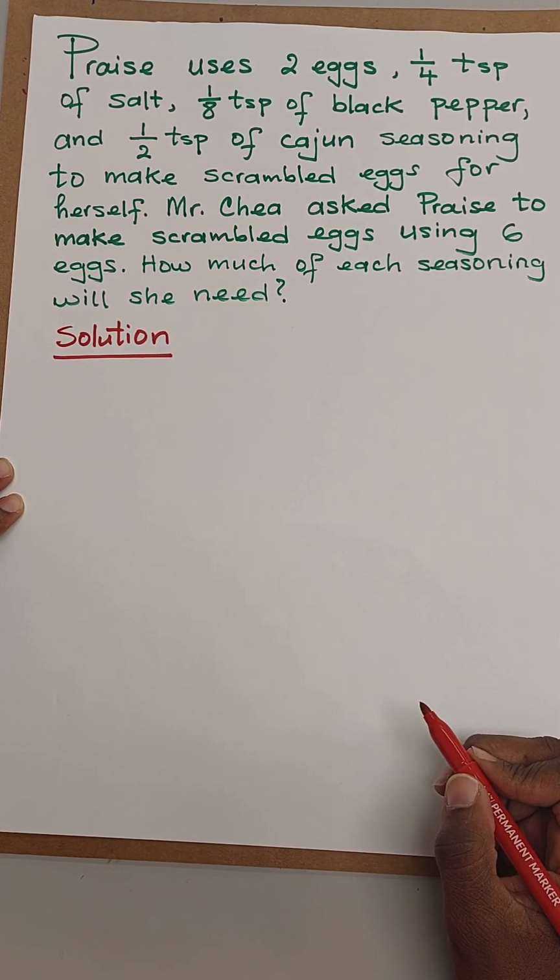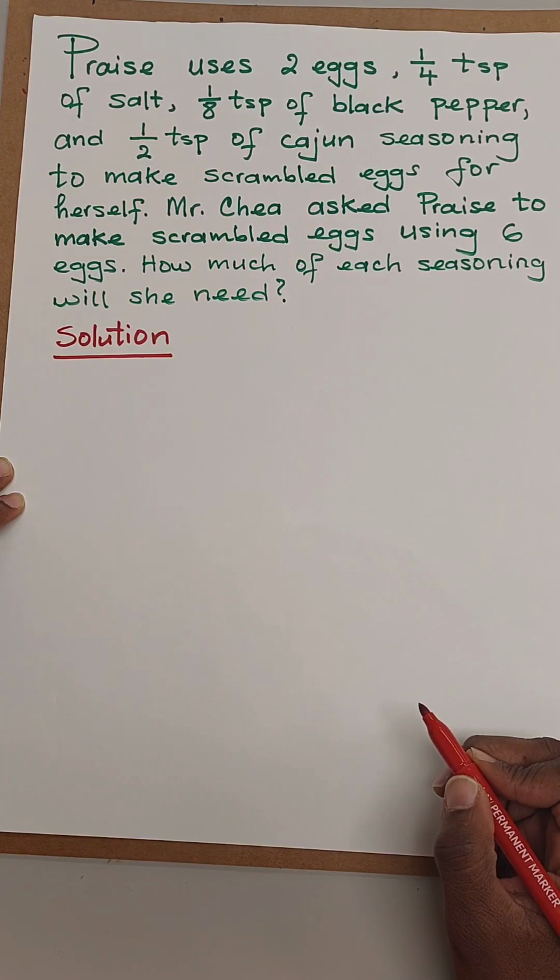Now this problem says Praise uses 2 eggs, a quarter tablespoon of salt, 1/8 tablespoon of black pepper, and half tablespoon of Cajun seasoning to make scrambled eggs for herself. So if she's making it just for herself, one person, one serving, that is what she uses. Now Mr. Chia comes in and asks Praise to make scrambled eggs using 6 eggs. How much of each seasoning will Praise need?